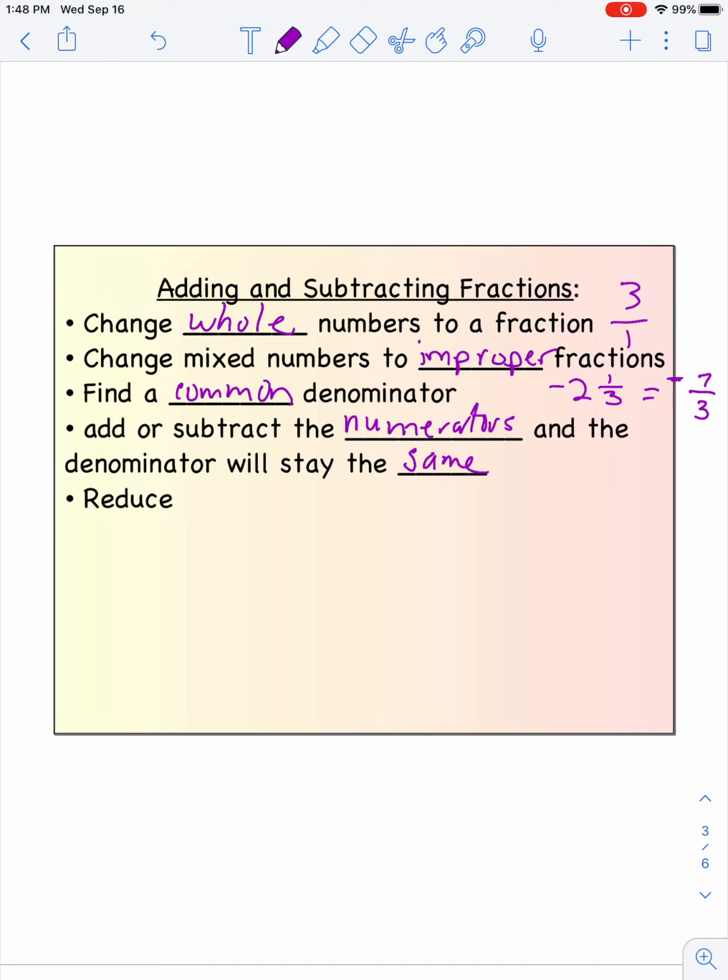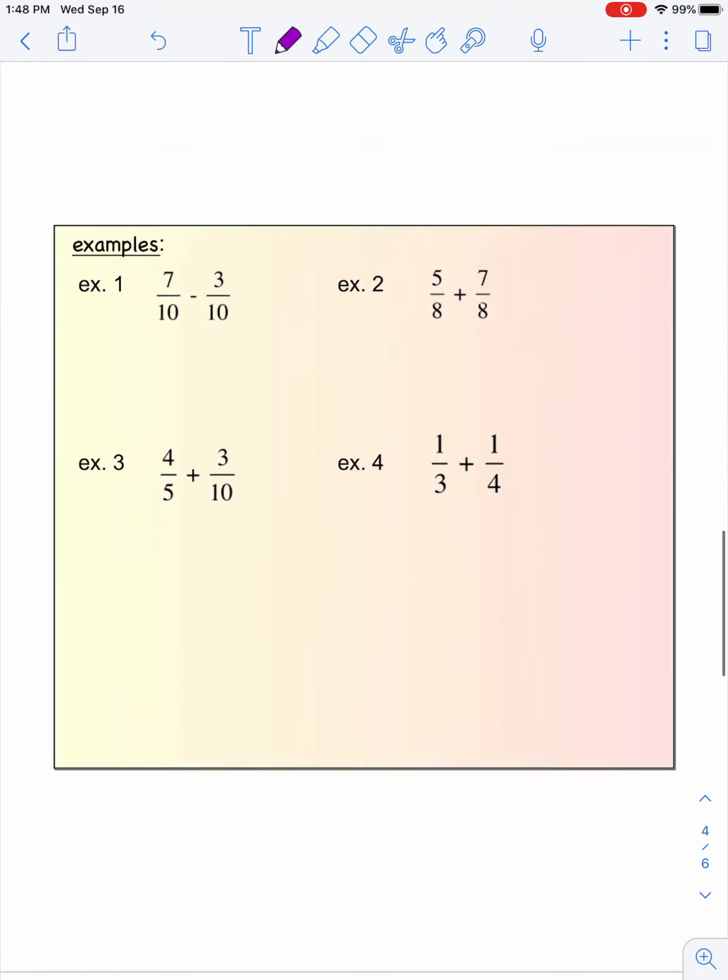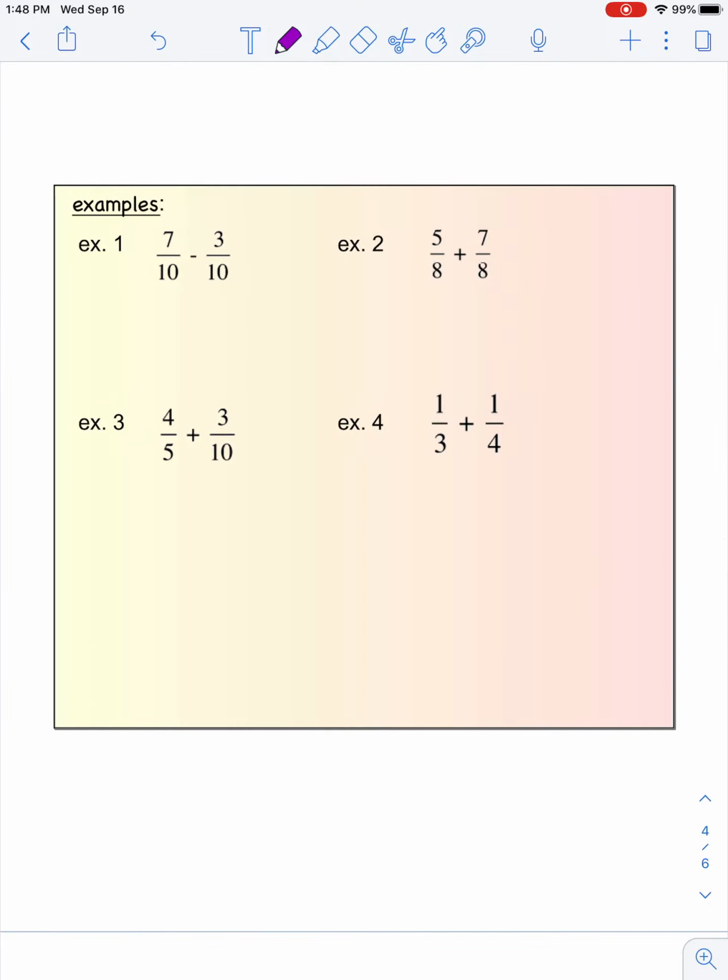Now we'll talk about finding common denominators. When we do this, our denominator has to be the same. So when we add or subtract, these numbers have to be the same. In this first example, they are. So we don't need to do any of those other steps. We just need to add or subtract the numerators. So 7 minus 3 is -4. So we get -4/10. You try the next problem, example 2, and see if you can get that answer correct.